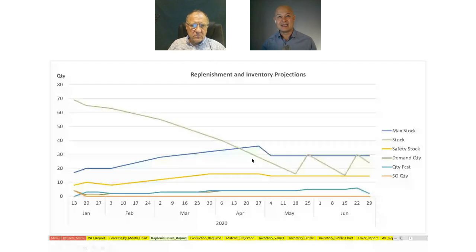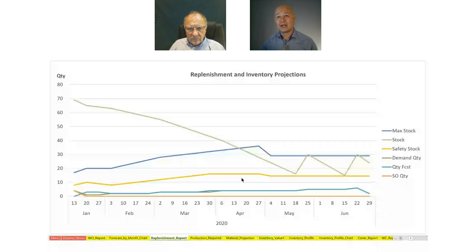So the output of this, here's the process in a picture. You can see the max stock, the blue line, and the min or the safety stock, the yellow line. And in this example, you can see we've started off with a big overstock within this particular item. So this stock is gradually running down through January through to April. And then we start to see that this projection is now managing it within the boundaries of min-max.